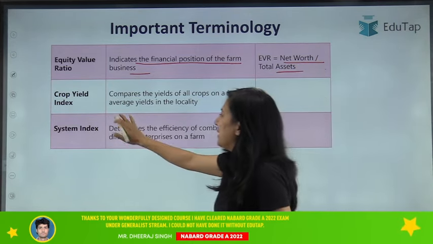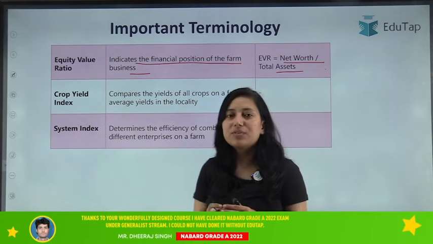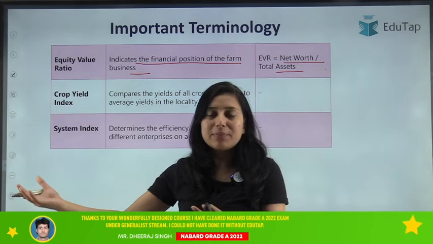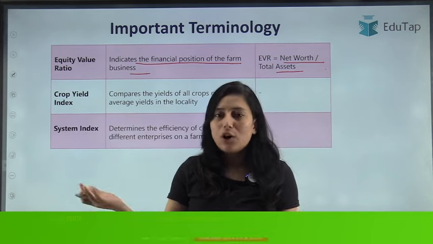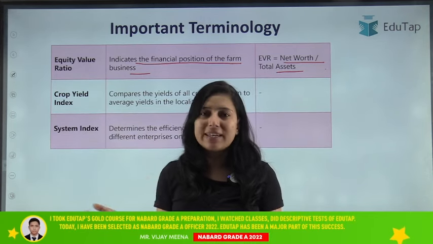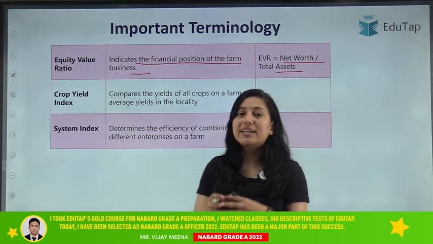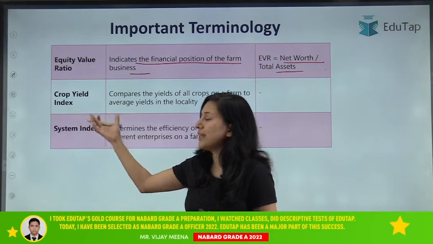Then we have the crop yield index. Basically this is an index which is calculated by comparing the crop yield of farms that are present locally with the farm that you have. Okay, so we compare the crop yield of the farms that are locally present and then we say what is my crop yield index. Whether it is good or not as compared to other local farmers, that is your crop yield index.